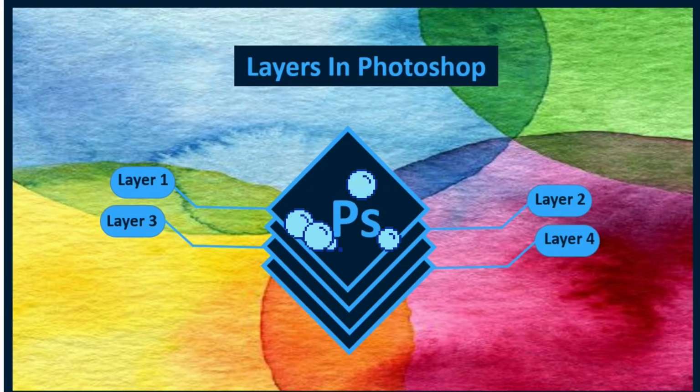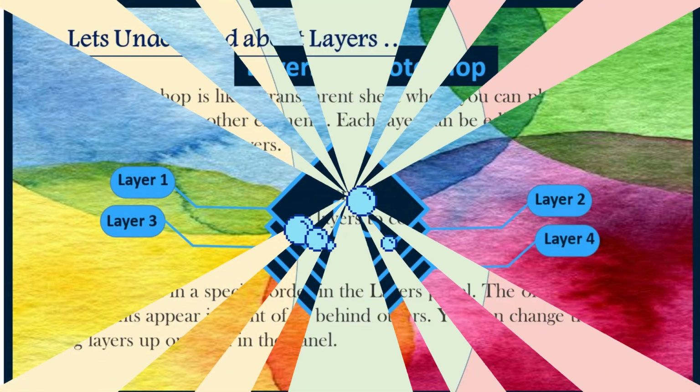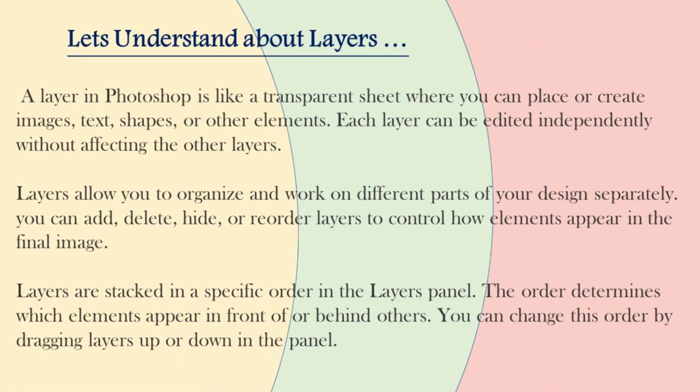Let's learn about layers and objects in Photoshop. A layer in Photoshop is like a transparent sheet where you can place or create images, text, shapes, or other elements. Each layer can be edited independently without affecting the other layers. Layers allow you to organize and work on different parts of your design separately.